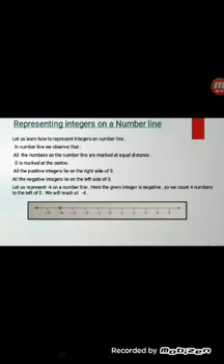And now we will study something more about the number line. As you can see, all the numbers on the number line are marked at equal distance. 0 is marked at the center. All the positive integers lie on the right side of 0 and all the negative integers lie on the left side of 0. So by this we have understood how to represent integers on the number line.